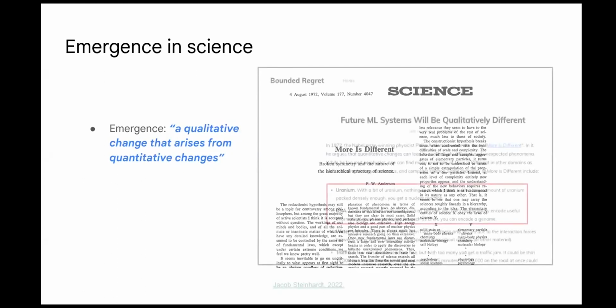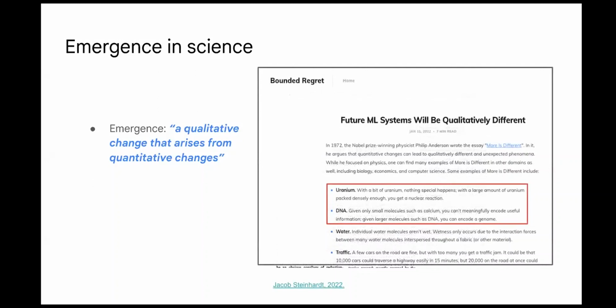Here's this blog post from Jacob Steinhardt, who's a professor at UC Berkeley, and he gives the following definition of emergence that I liked: emergence is a qualitative change that arises from quantitative changes. Some examples of emergence in science include uranium. With a bit of uranium, nothing happens. With a large amount of uranium packed densely enough, you get a nuclear reaction.